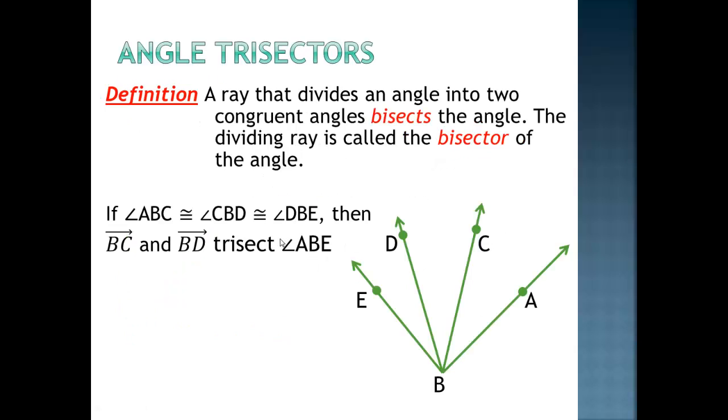Now, angle trisectors work much the same way. A ray that divides an angle into two congruent angles bisects the angle. The dividing ray is called the bisector of the angle. Okay, so that was bisects.